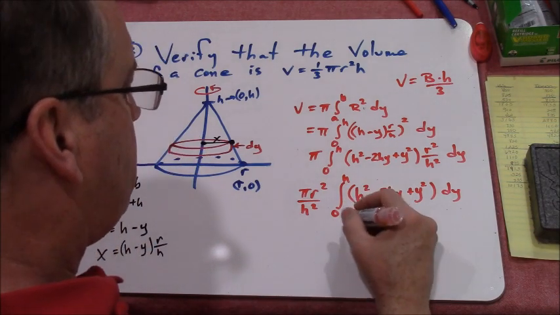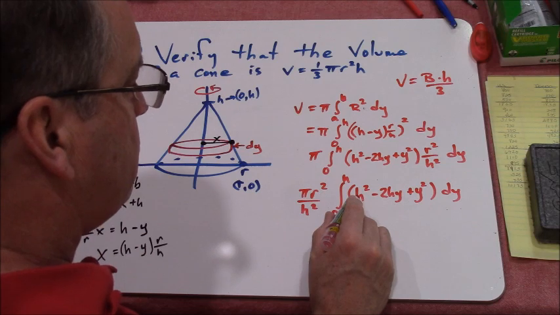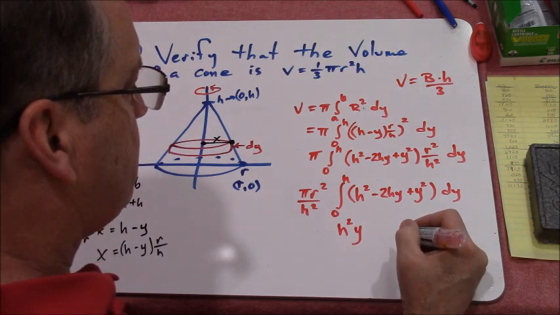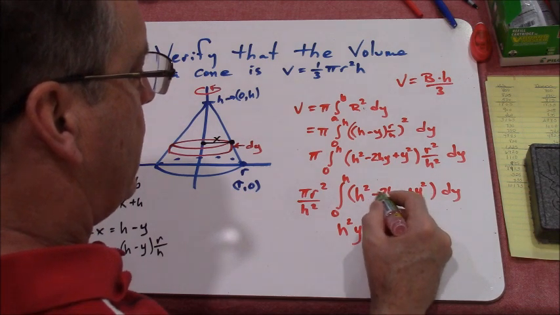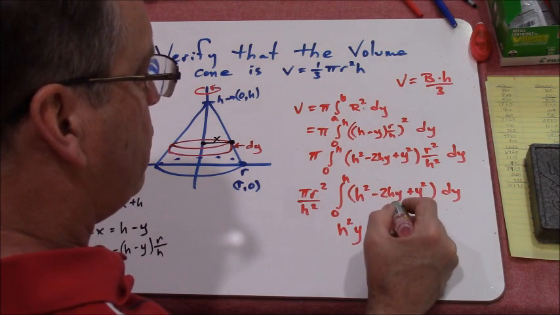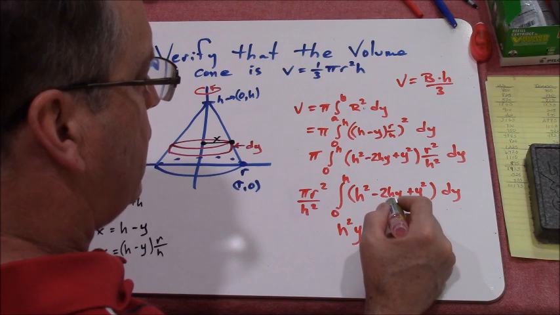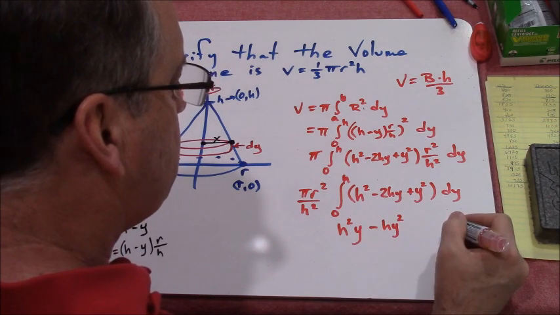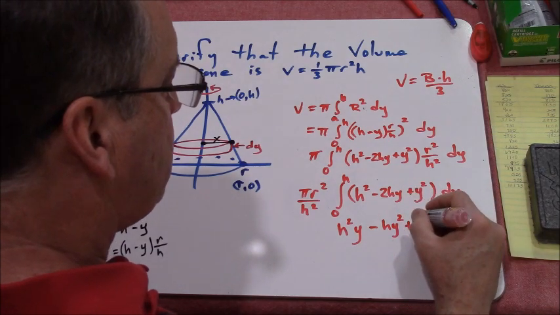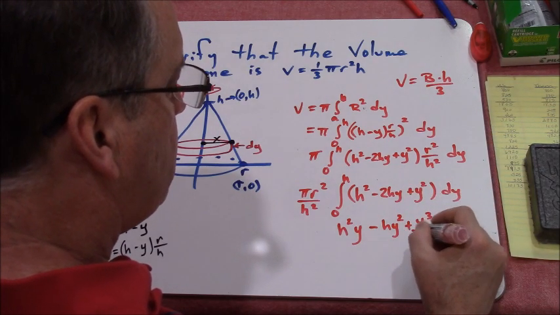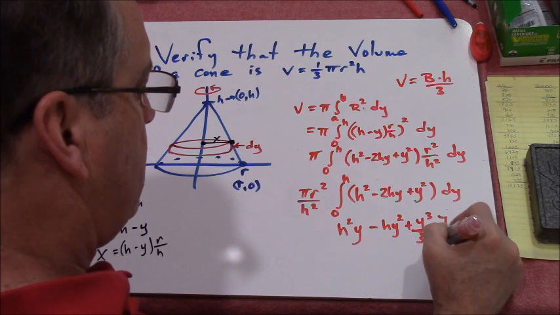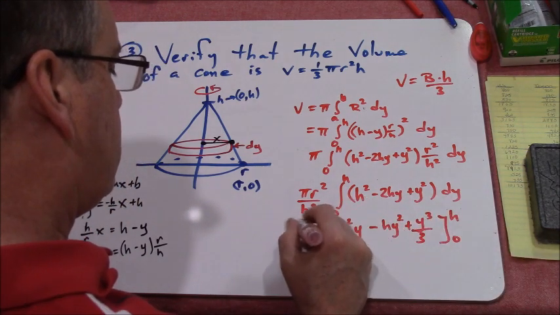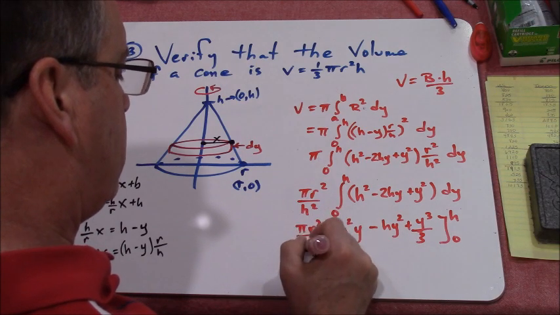So to solve that integral, remember this is just a number. So I've got h squared times y. This would be minus 2h y squared over 2. Those 2's would cancel, so I'm going to get minus hy squared. And this would be plus y cubed over 3. And I need to evaluate that from 0 to h. Still have pi r squared over h squared.